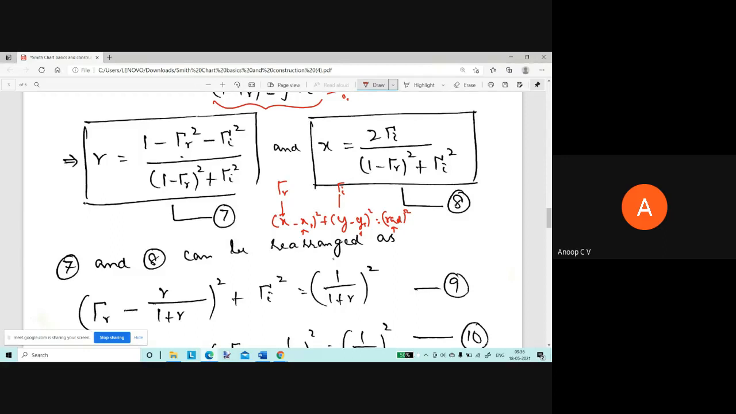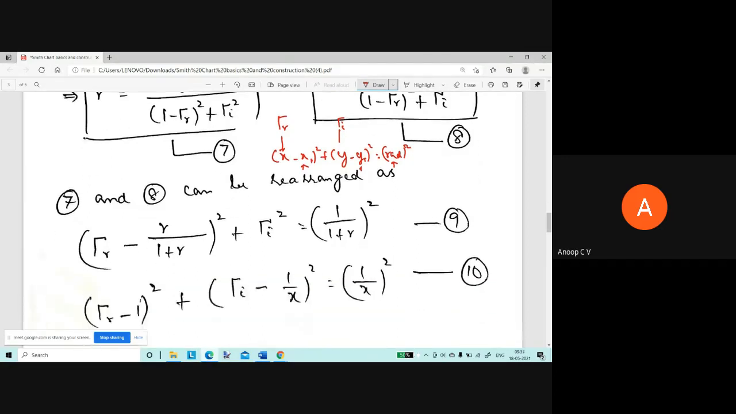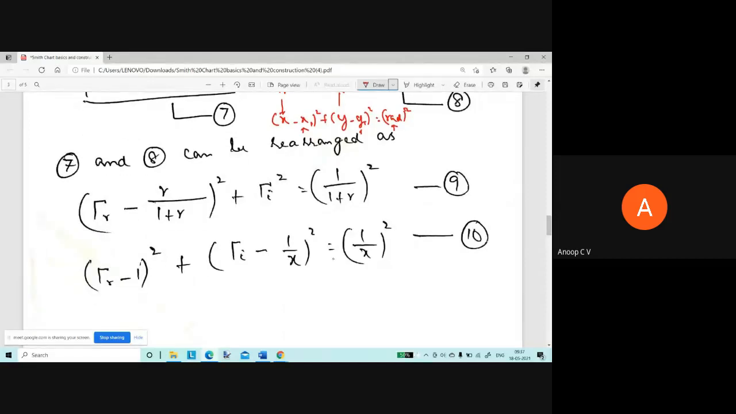So this is equation number 7 and equation number 8. Equations 7 and 8 can be rearranged as follows: 7 is rearranged as equation number 9 and 8 is rearranged as equation number 10, right? So this is the x-axis and this is the y-axis. Instead of x we have gamma R, instead of y we have gamma I. So gamma R is our x-axis.